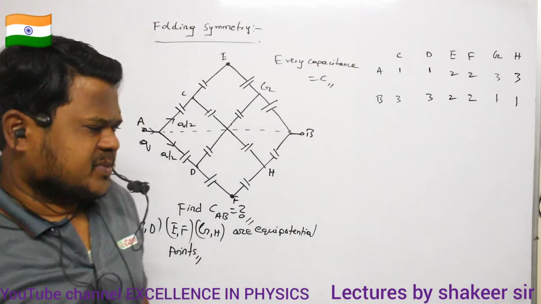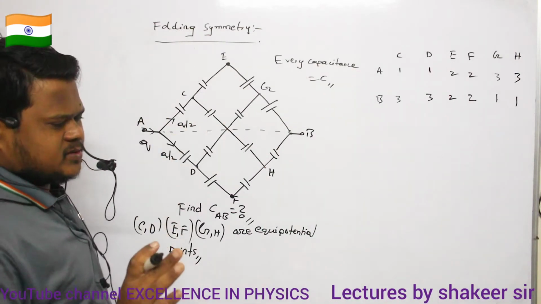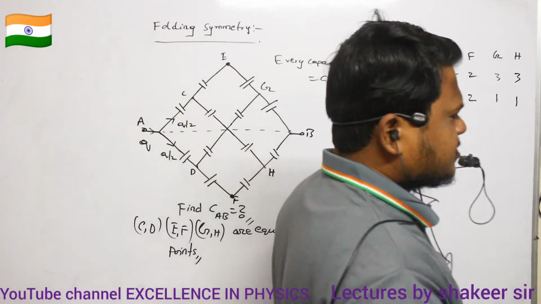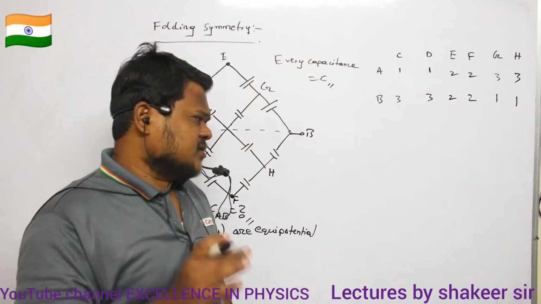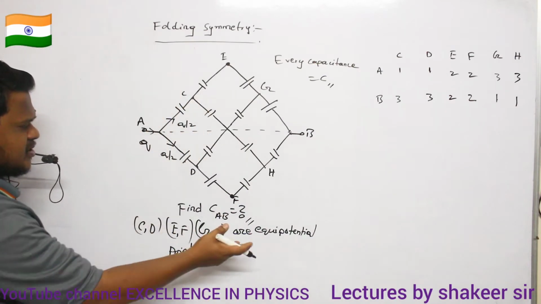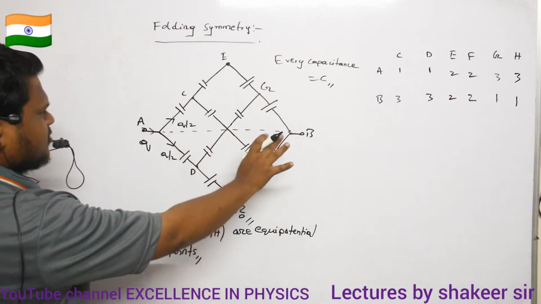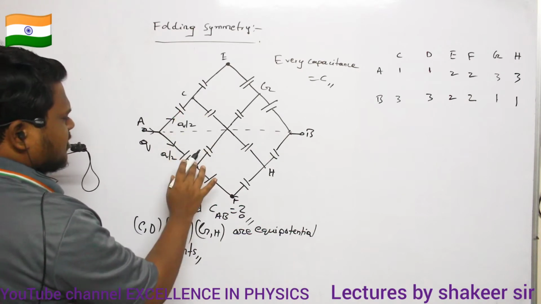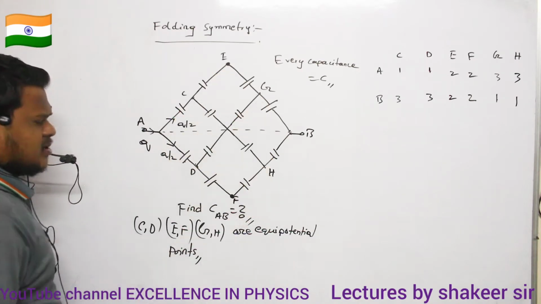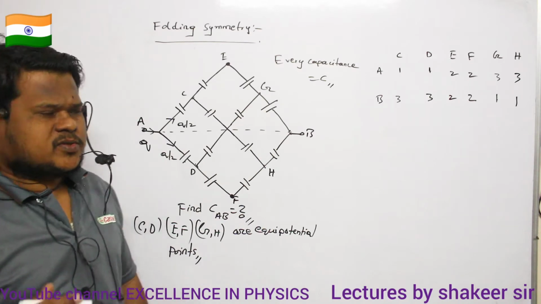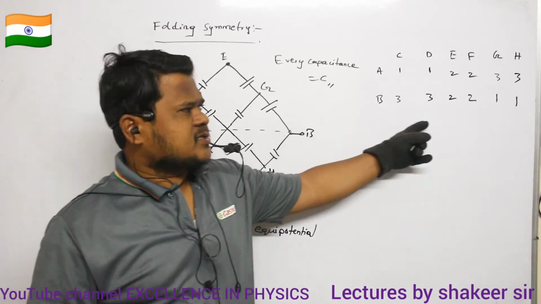Clear? The first method is division of charge. If you have an idea about how charge is getting distributed, then according to that knowledge you can also find out easily what the equipotential points are. By just looking at this circuit, I can say C and D are equipotential, E and F are equipotential, similarly G and H are also equipotential.